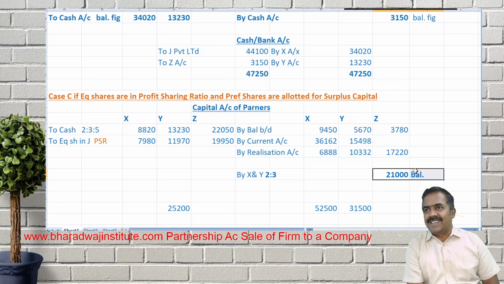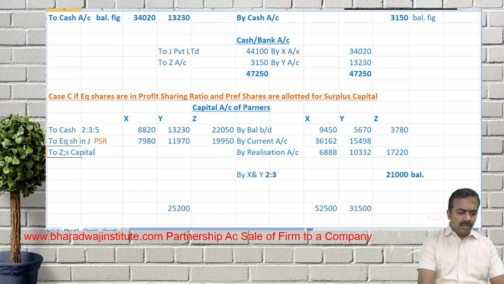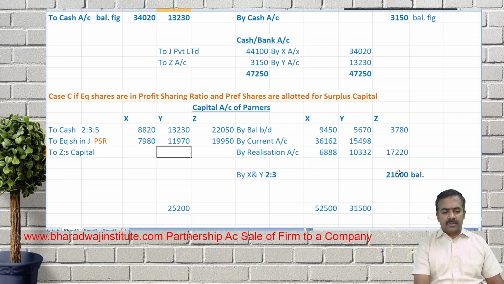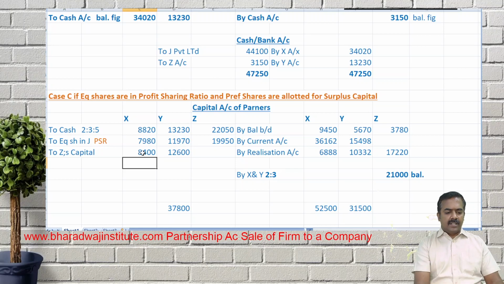Is it an insolvency loss? There is nothing of insolvency in it. Put this 21,000 in the 2:3 ratio to Z's capital. How much will it come to? The 21,000 in the 2:3 ratio is 8,400 and 12,600.